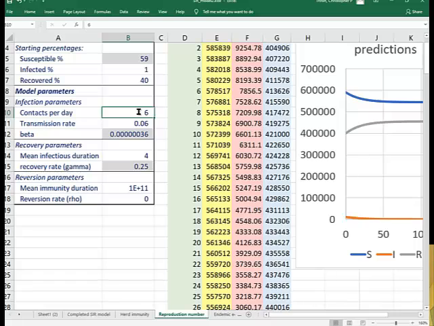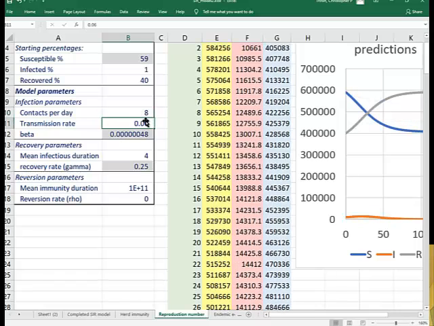Let's see if I change this to 8. If I change this to 8, you see the reproduction number is not below 1. We still get some additional peak here. So 8 is too much. Maybe I can change to 7.